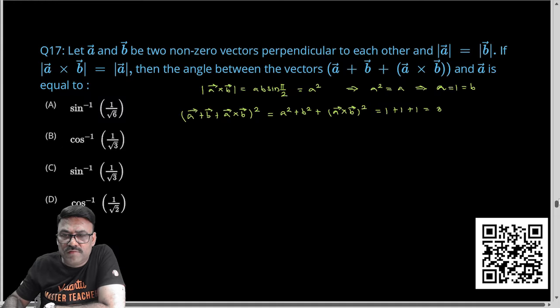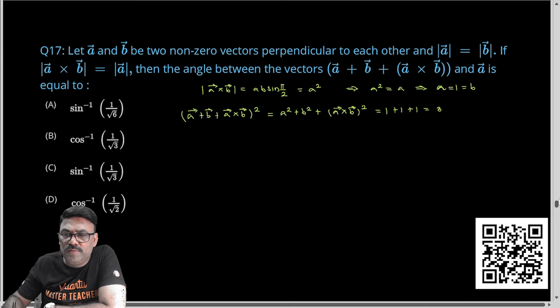So the total is 3. And why have we not written here that A plus B plus C whole square is A square plus B square plus C square plus 2AB plus 2BC plus 2CA? I have not written 2A dot B because A and B are perpendicular, so 2A dot B is 0. Then 2A dot C is also 0, since A dot A cross B is 0. 2B dot C is also 0. So the squared length is 3.